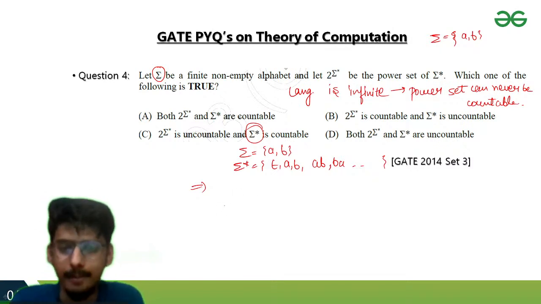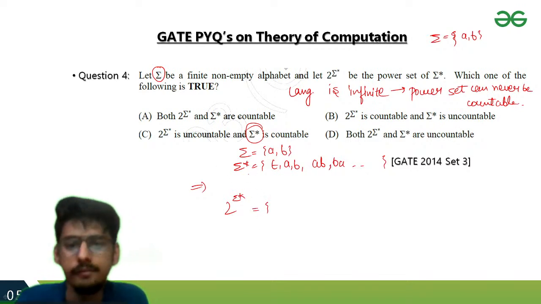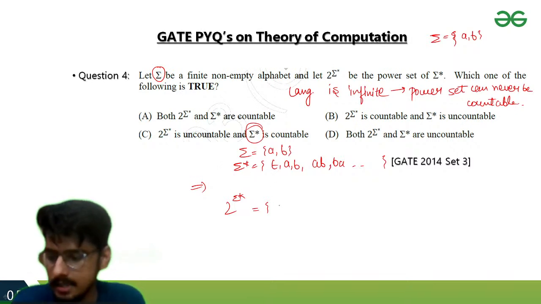So what is going to happen is that 2 to the power sigma star, which is the power set of sigma star, will have the subsets of this sigma star, right? So let's suppose I can have a subset. Sigma star contains infinitely many countable strings.